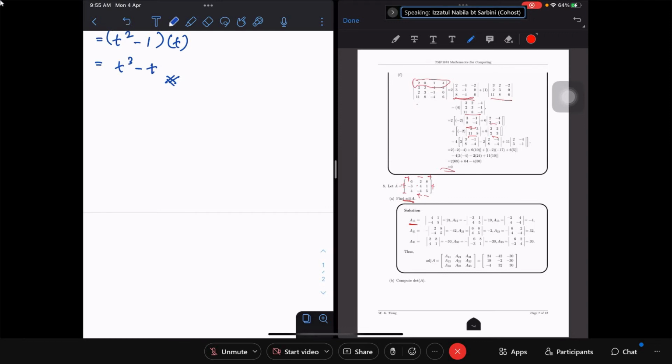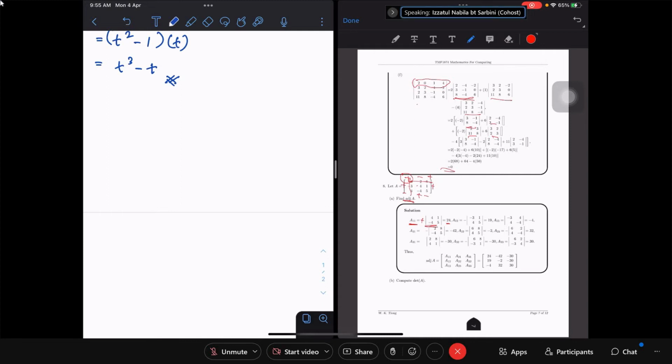A11 means that you cover the first row and the first column. So in this case, you cover the first row and the first column. So you need to calculate the determinant for this one: 4, 1, negative 4, 4, 5. How do you calculate determinant? Like usual, cross multiply. So you get 24. And here will be positive. Why? Because of the position. The position of A11 is positive. That's why you have to know the positive, minus of the position.